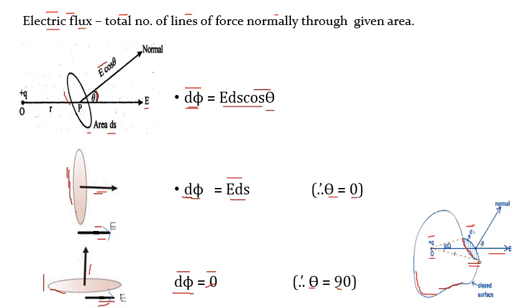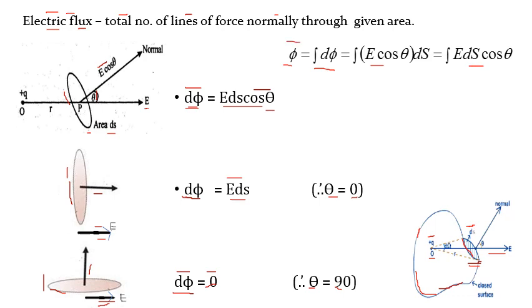Tell me what we have to do. Yes, by integration we can find out the total flux. So this phi is the total flux through this entire surface, which is simply the integration of d phi. Replace this d phi, so E cos theta ds or E ds cos theta, and integration of this will give this total flux. Now remember always this formula: flux is integral E ds cos theta.